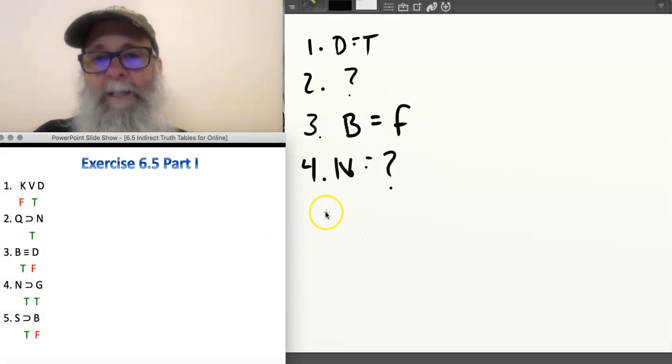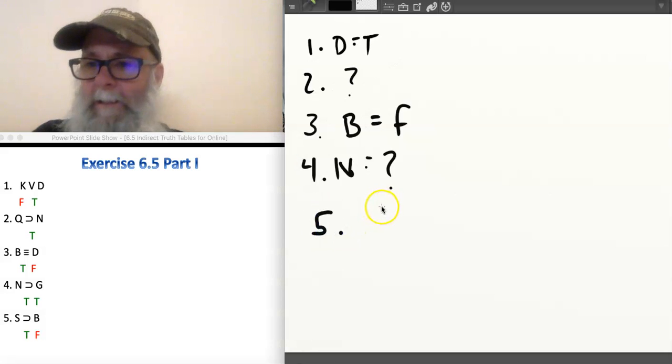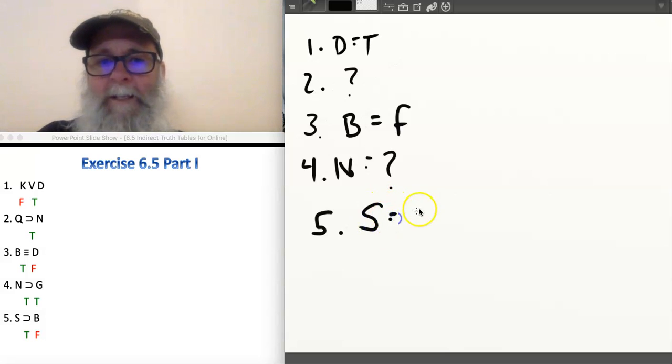Okay, so for number 5, if the B is false while that horseshoe is true, that means that S has to be true. There's no way for that. That's the only thing S could be. Otherwise, the horseshoe would be false.